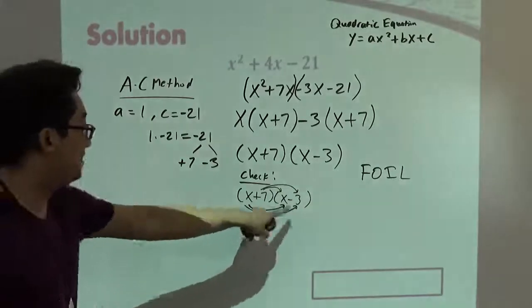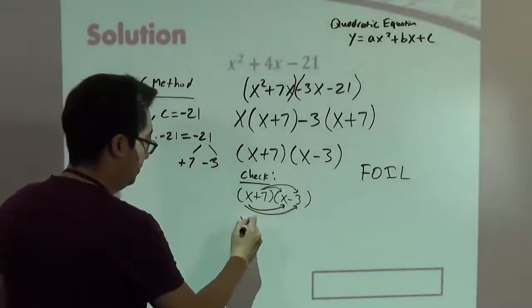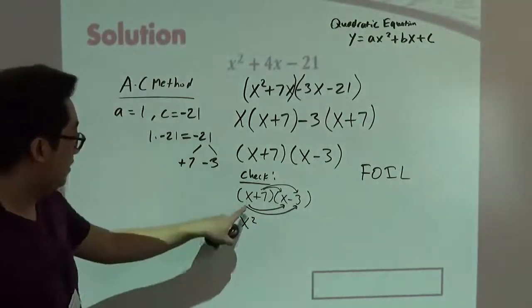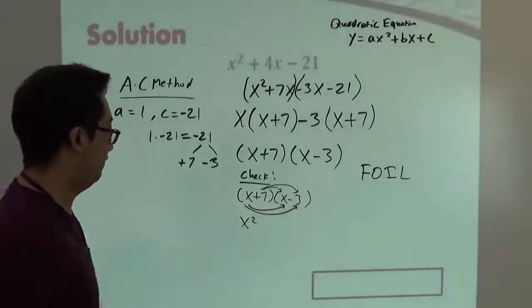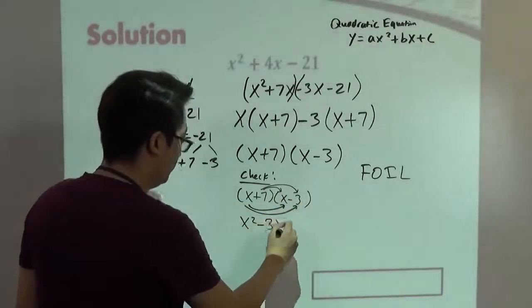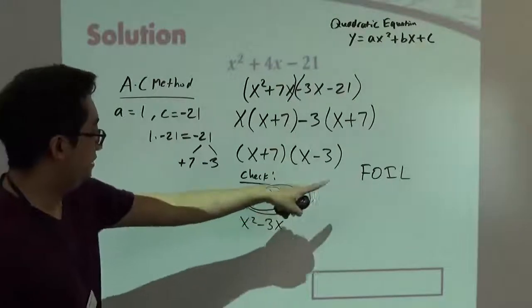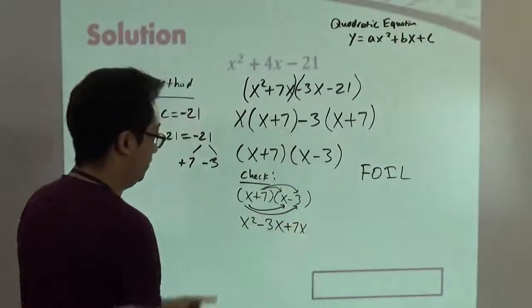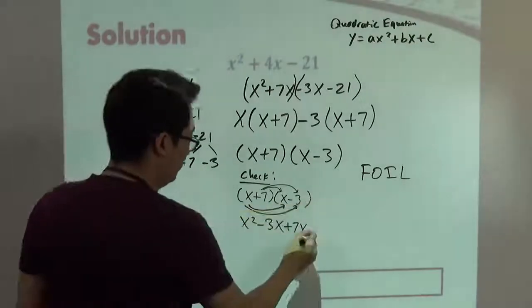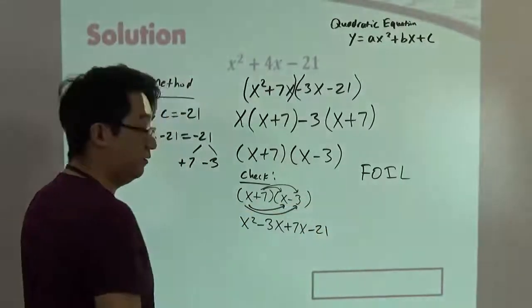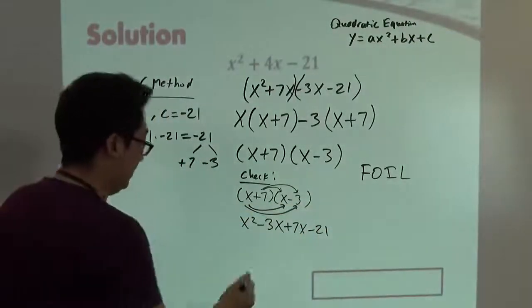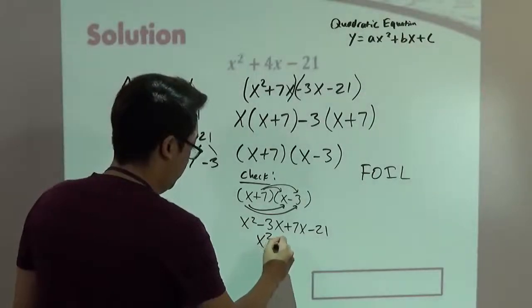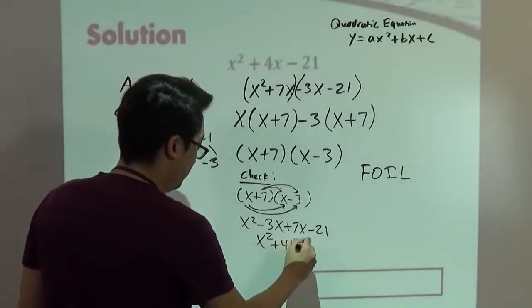So first, x times x gives me x squared. Outside, x times negative 3, negative 3x. Inside, 7 times x is 7x. And then 7 times -3 is my last, is -21. I combine like terms. I see that I have x squared plus 4x minus 21.